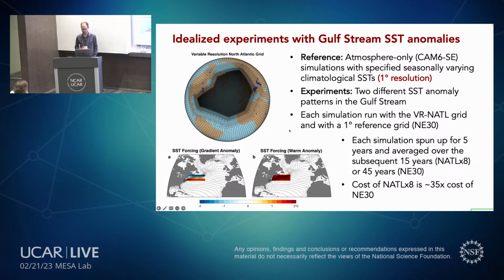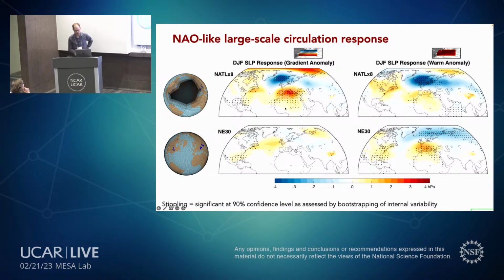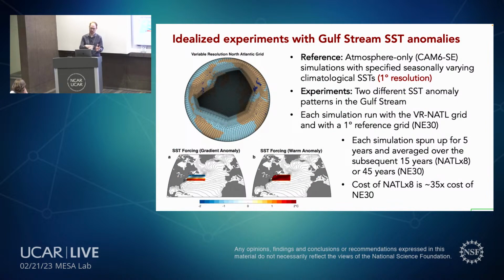I'm running each of these simulations in this new variable resolution grid, as well as a reference grid at about 1 degree resolution. And just to give an idea of the cost of this, this does take about 35 times the core hours of a 1 degree simulation to run this variable resolution grid, but it's still about 1/10 of the cost of if you were to run this resolution globally. And this allows me to run, after some spin up, for 15 years for these high resolution simulations. So get some good statistics.